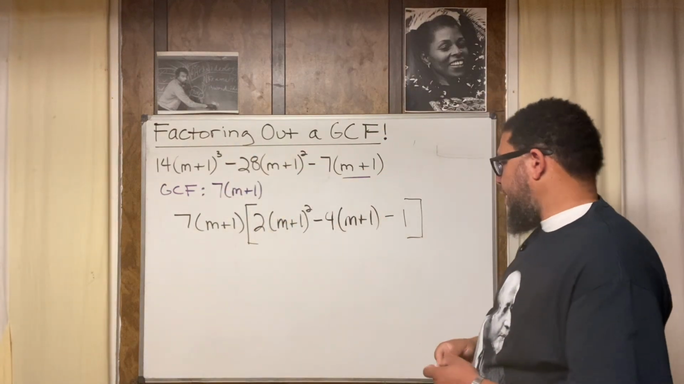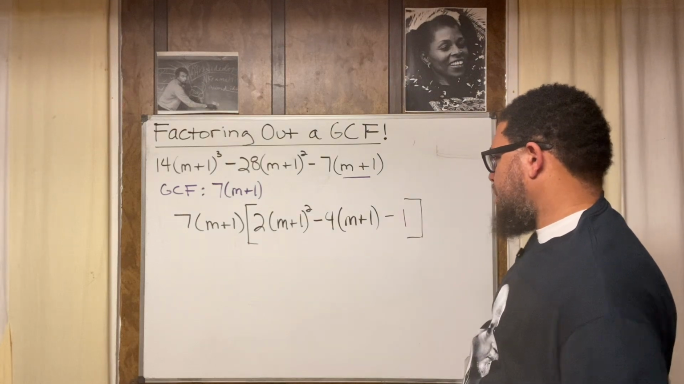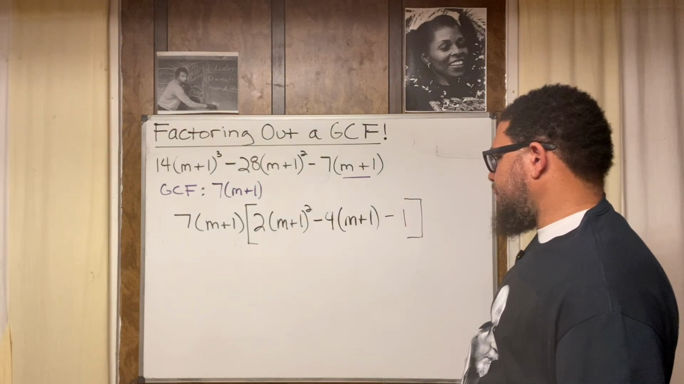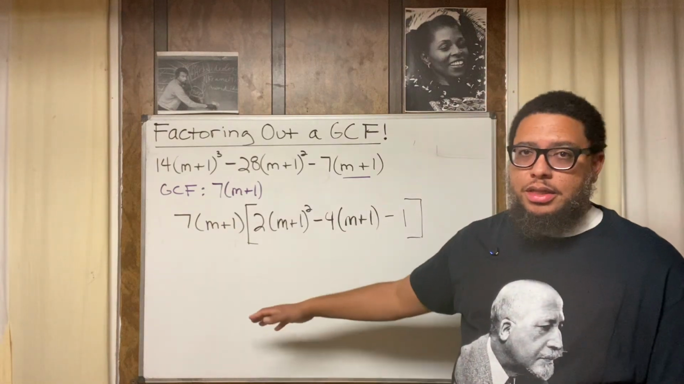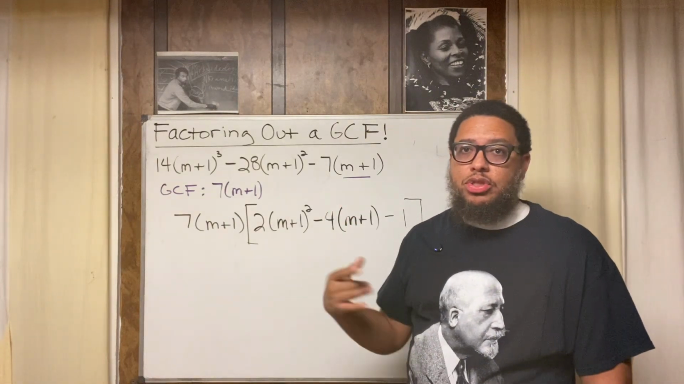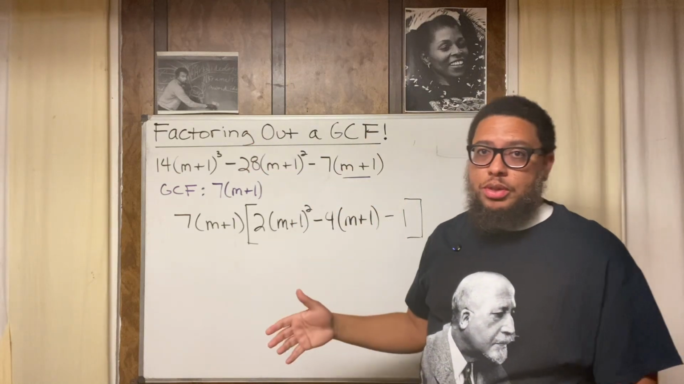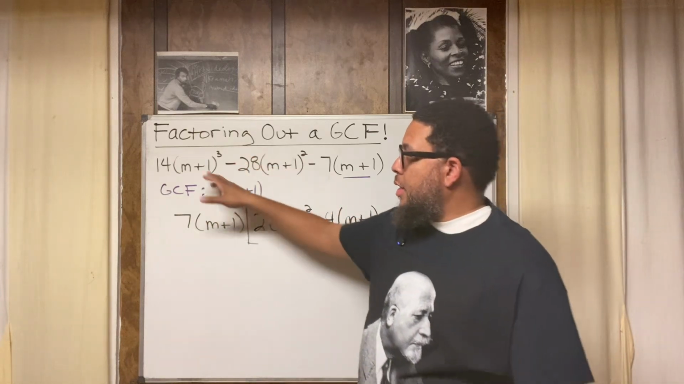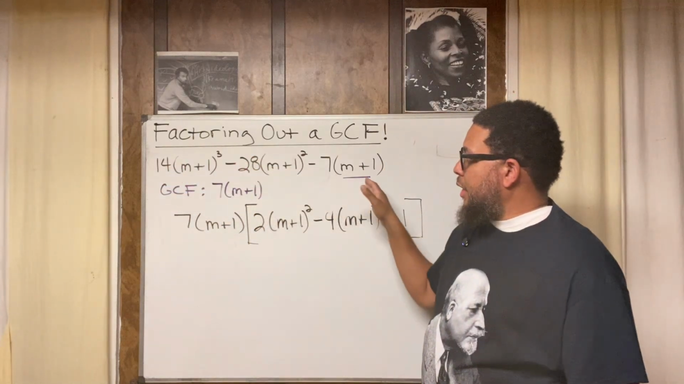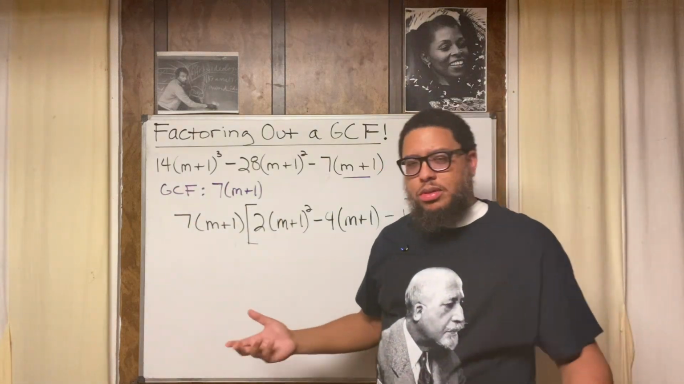If I took more time to look at this, we might find that we could possibly factor this even further. But even if we could, I'm not going to look into that because that's beyond the scope of this video. In this video, we're just factoring out a GCF. That's all we're doing. So make sure you practice problems like these, where part of your GCF might be a whole binomial.